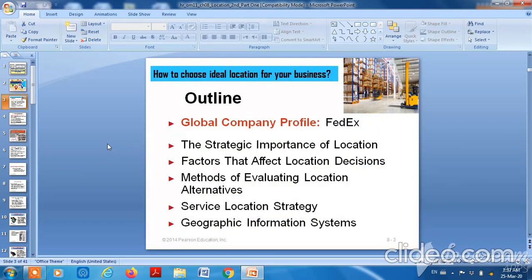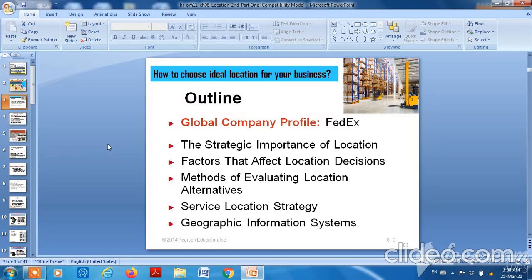So, the main question that we are going to answer in this chapter is how to choose the ideal location for your business, how to choose the optimal location for your project.